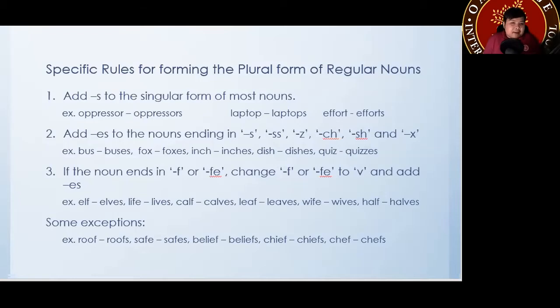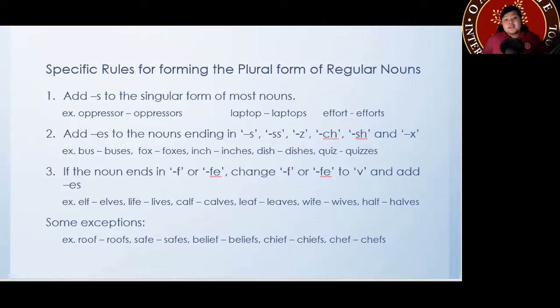Now, be mindful with the words that end in z. When a word ends in just one z, you have to double the z first and then add es. For example, quiz, Q-U-I-Z, ends in one z. When you make it plural, before you add es, make sure you double the z and then add es. All right?